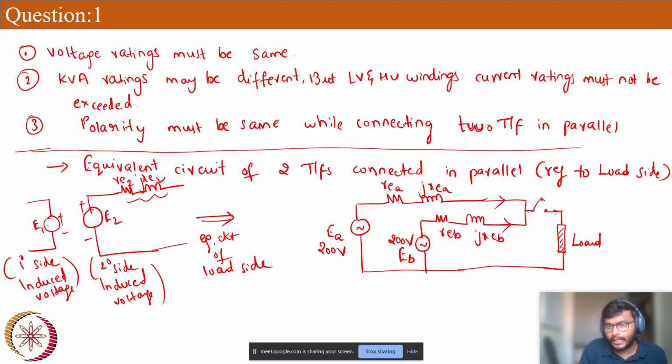I have not connected any load here. Whenever my switch is open, it means a no load condition. Now, if these two are supposed to be 200 volts, that means the same voltage ratings.